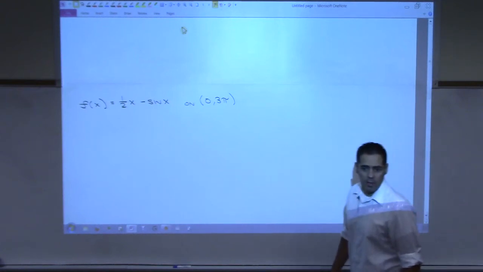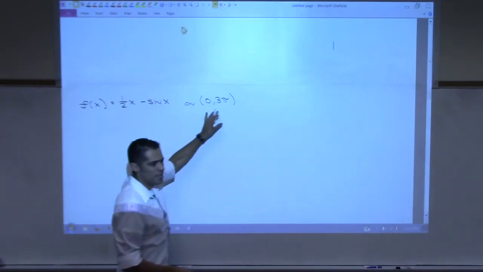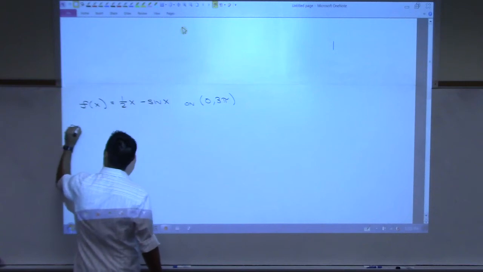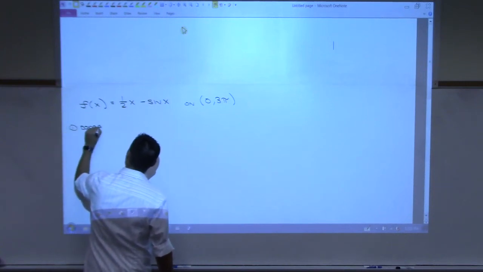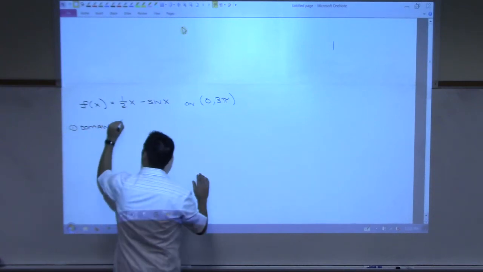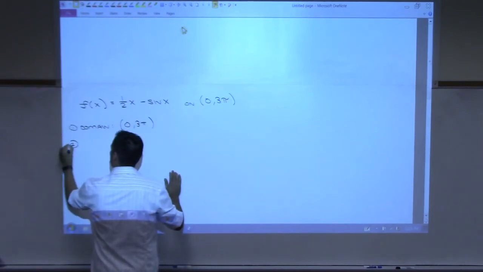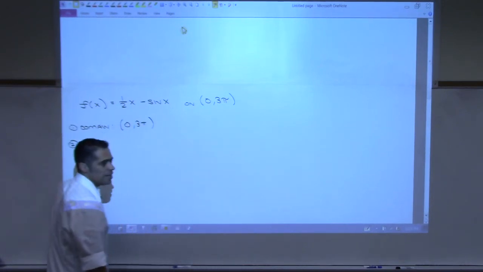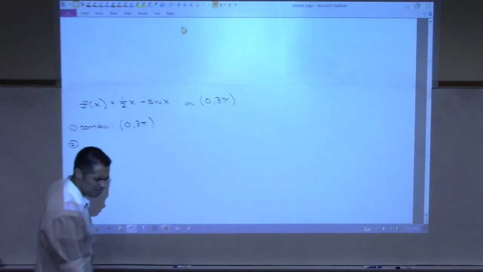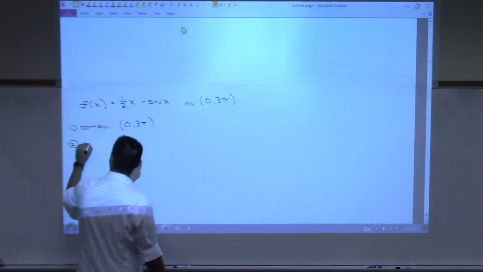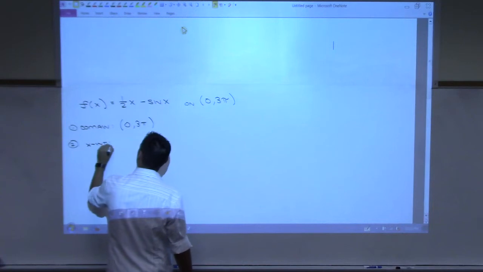Okay, domain is all real. Well, it is all real, but we're restricting it, right? So first thing, domain for this particular function, because they gave it to us, 0 to 3 pi. All right, second thing, x-intercepts, y-intercepts, right? How about the x-intercepts?